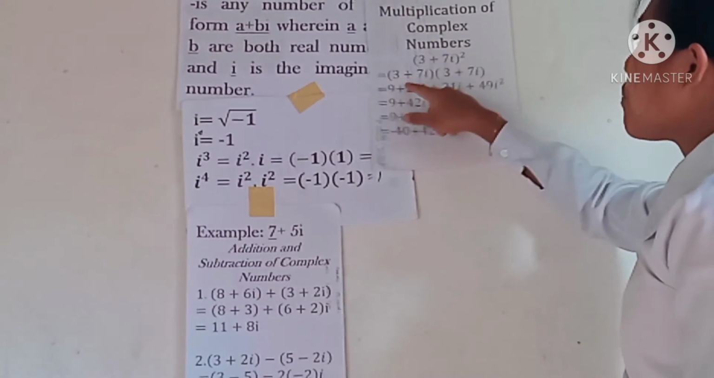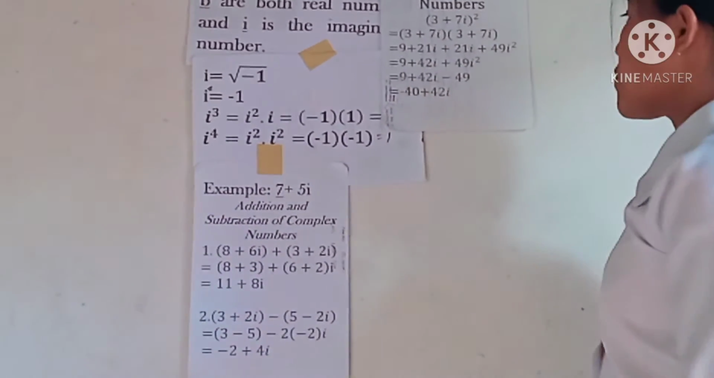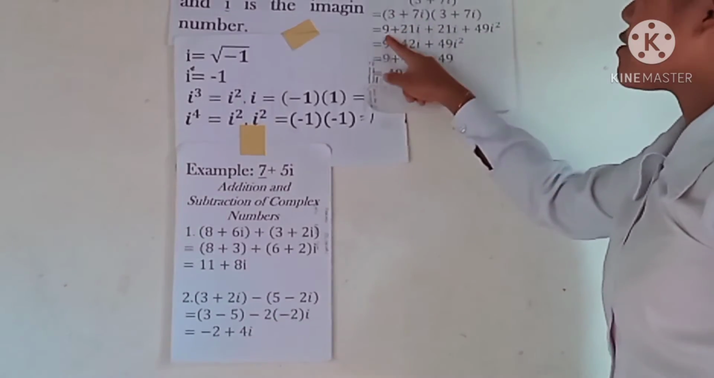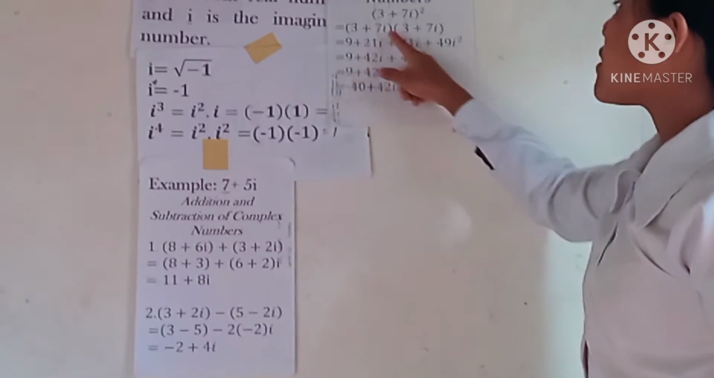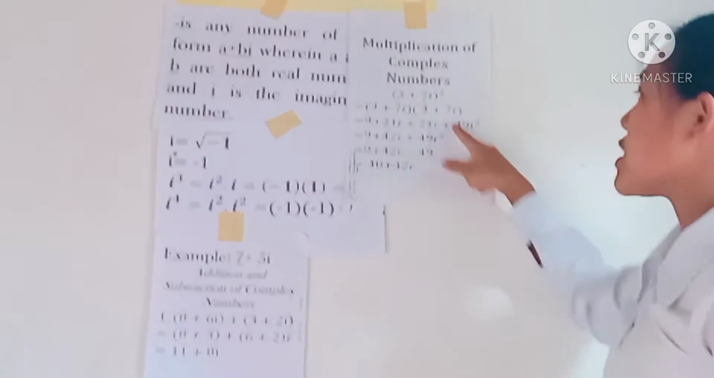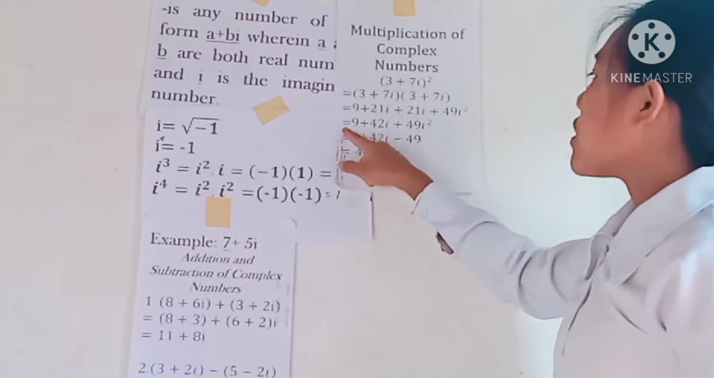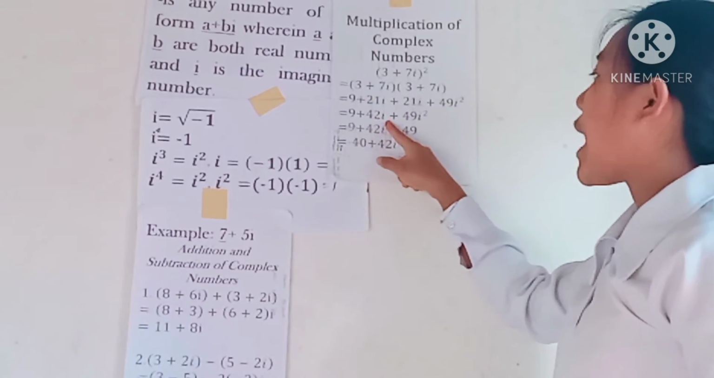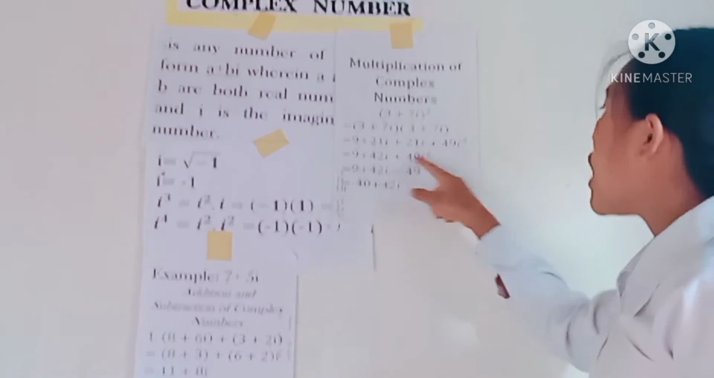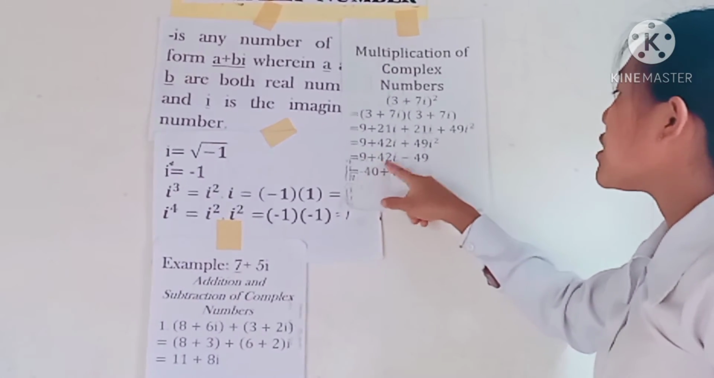So we have 3 plus 7i and 3 plus 7i. We will use the FOIL method. 3 times 3 equals +9. 3 times 7i is 21i. 7i times 3 is equal to 21i. Plus 7 times 7 is 49, and i times i is equal to i squared. Next, copy the 9, plus 21i and 21i is equal to 42i because they are the same terms, plus 49i squared.